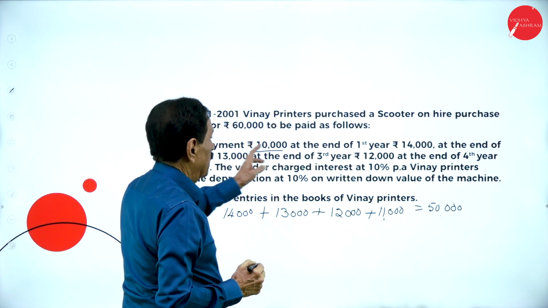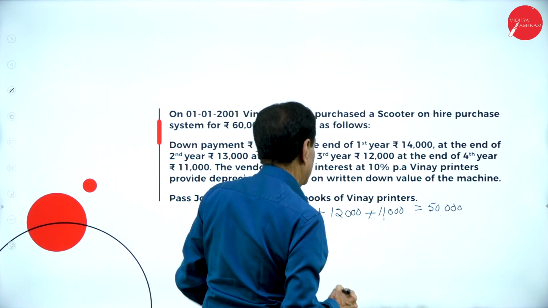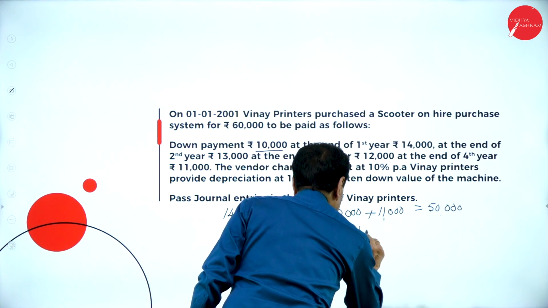So he buys on hire purchase system for rupees 60,000, 10,000 down payment.